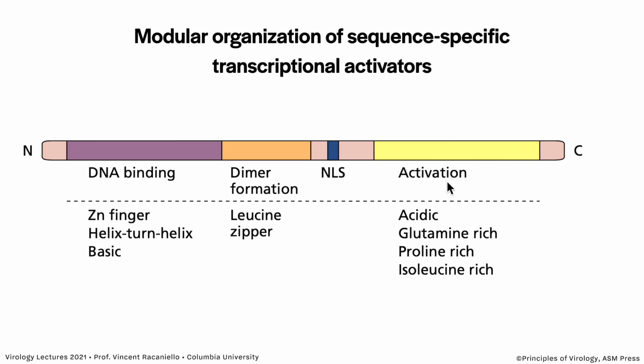And then finally, you have an activation domain, which can be acidic or glutamine-rich, proline-rich, isoleucine-rich. And this is the part that's going to interact with the transcriptional machinery, right? So the DNA binding part is going to tether it to the DNA near the promoter. This is going to interact with the machinery to stimulate or repress transcription.